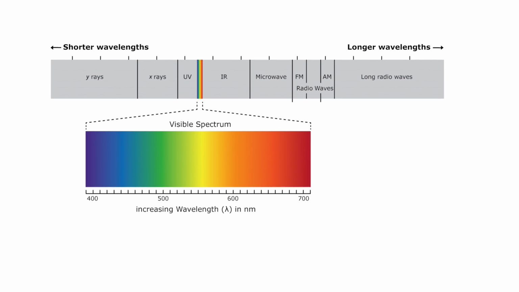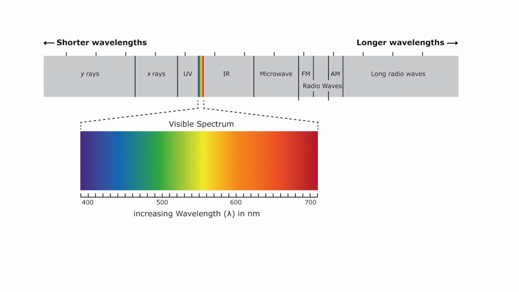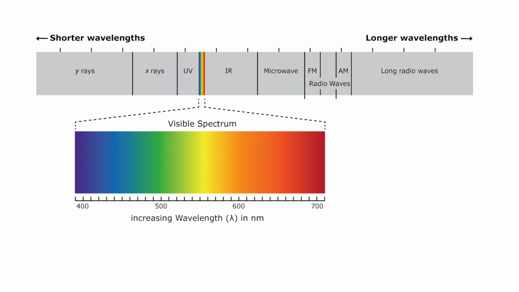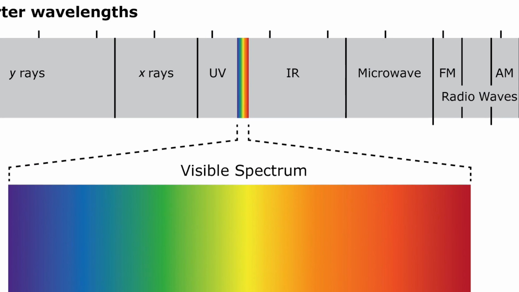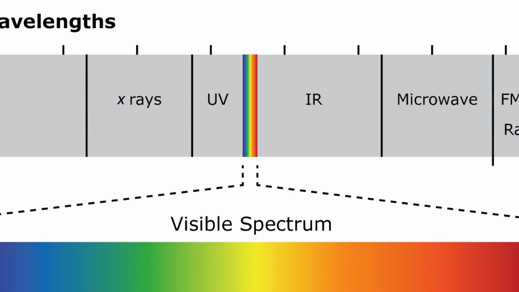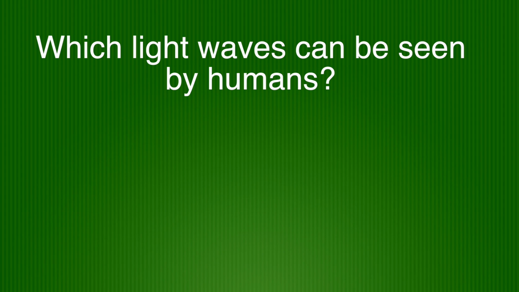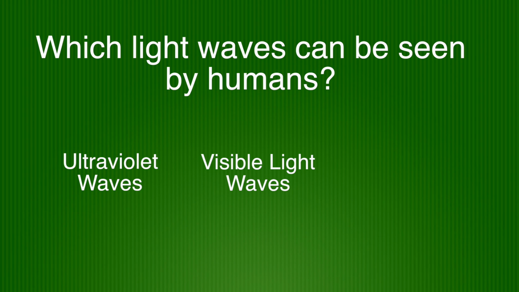Like all waves, light can have many different wavelengths. The different wavelengths of light make up the electromagnetic spectrum, shown in this diagram. We can only see a small section of light in the electromagnetic spectrum. Which light waves can be seen by humans? Ultraviolet waves, visible light waves, gamma waves.